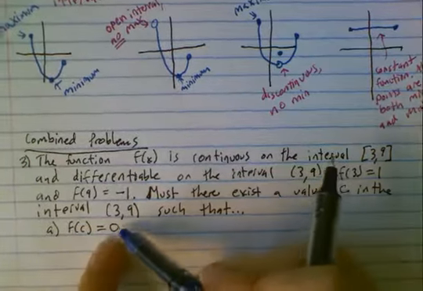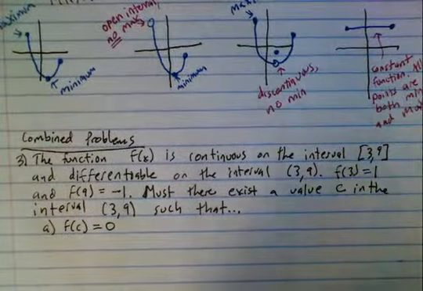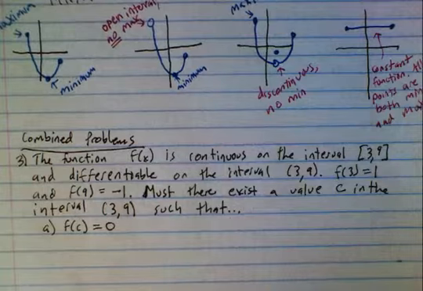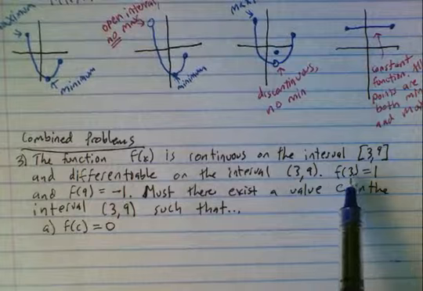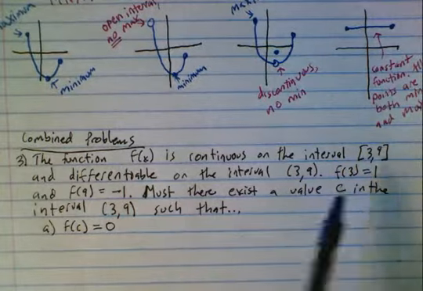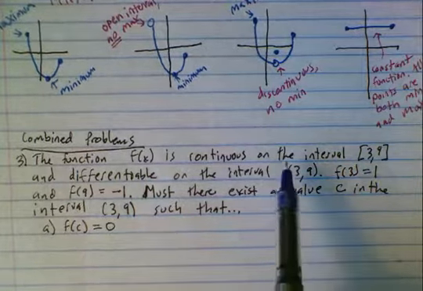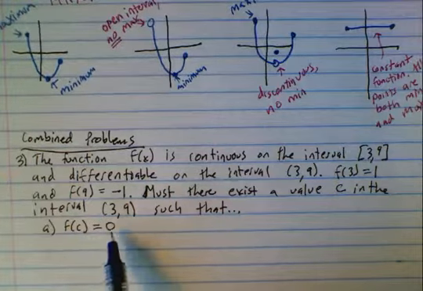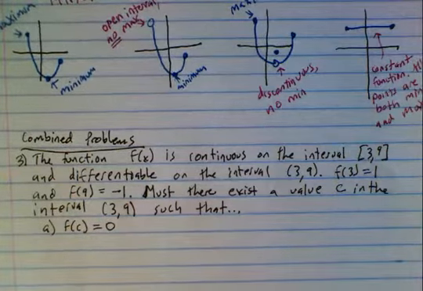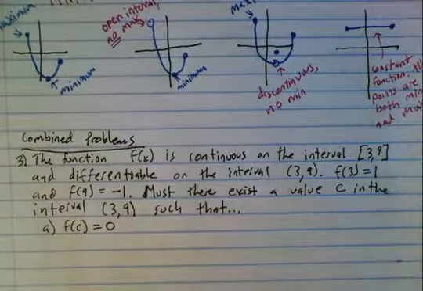So f of c equals 0. We're talking about f, so we'll be looking at the intermediate or the extreme value theorems. We wouldn't be looking at the mean value theorem. So we know that f of 3 is greater than 0, f of 9 is less than 0. So as long as f of x is continuous, then there has to be a value c such that f of c goes through all of the points between them. So since 0 is between negative 1 and 1, yes.